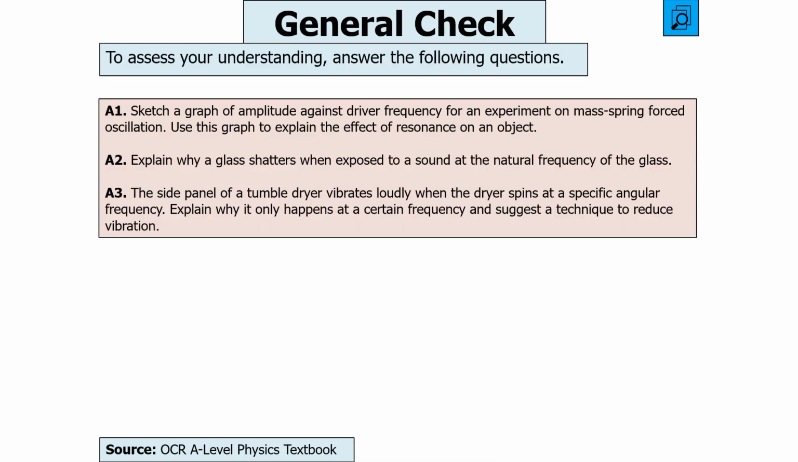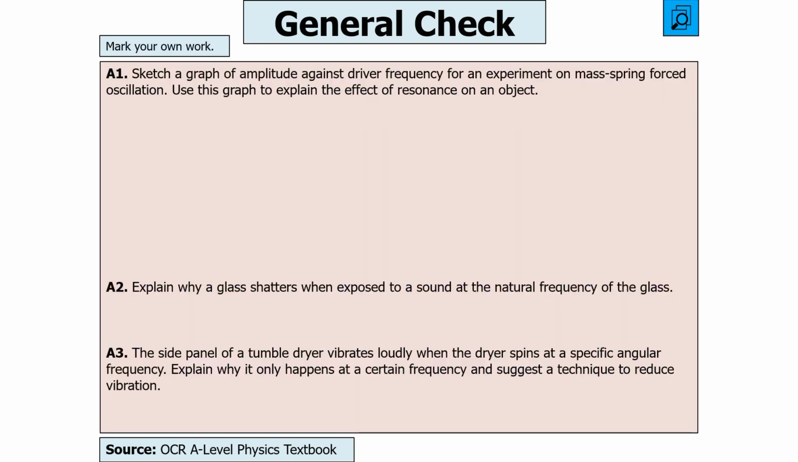Next question says, sketch a graph of amplitude against the driver frequency for an experiment on a mass spring forced oscillation. Use the graph to explain the effect of resonance on an object. Explain why a glass shatters when exposed to a sound at the natural frequency of the glass. Then the side panel of a tumble dryer vibrates loudly when the dryer spins at a specific angular frequency. Explain why it only happens at a certain frequency and suggest a technique to reduce the vibration. So pause the video now, then unpause the video when you want to go through your answer.